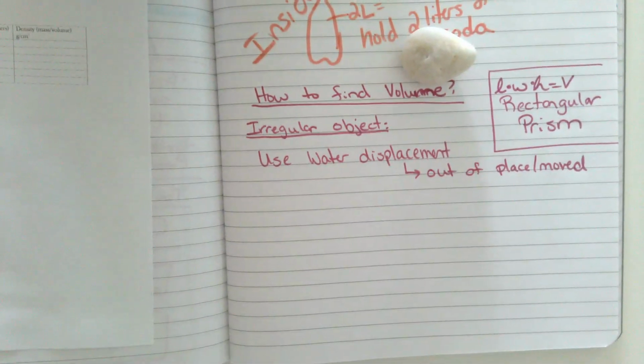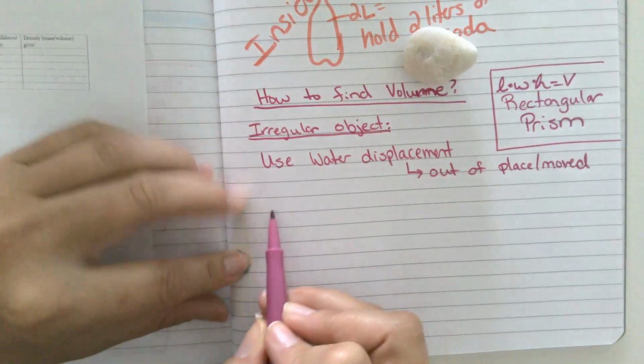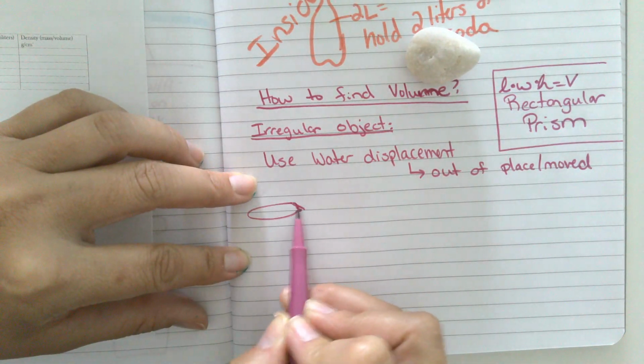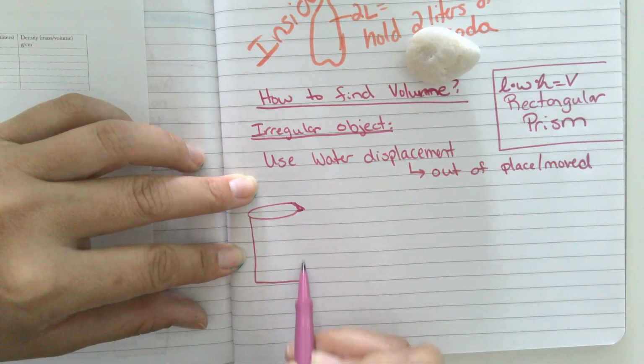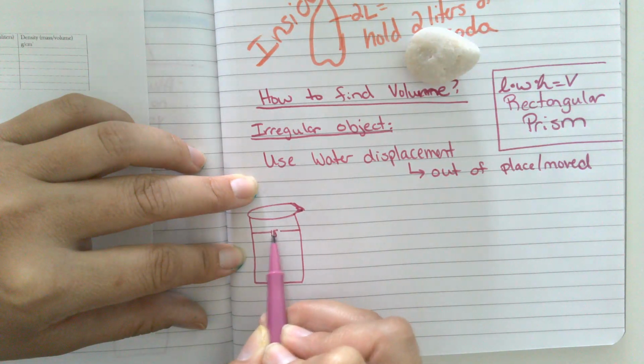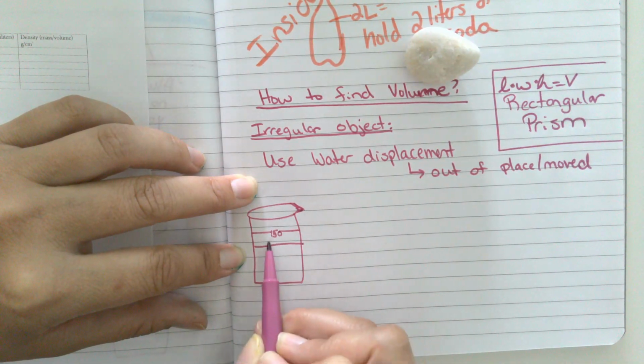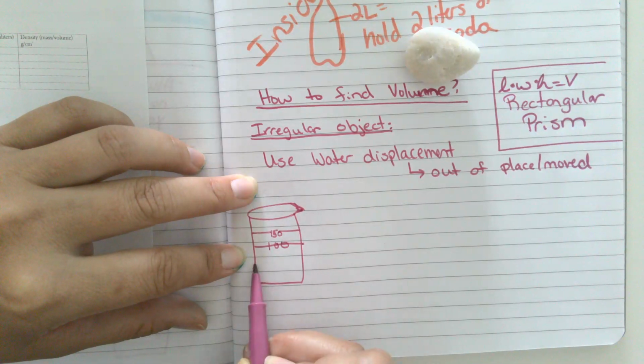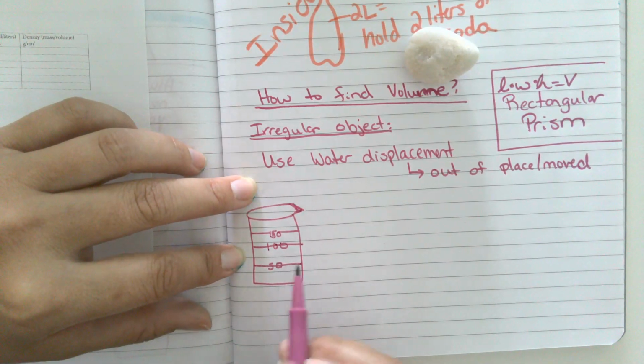So we're going to use something called a graduated cylinder. Now, we've used beakers before. This is what a beaker looks like. They're a little wider. They usually go up to like 100, 150, and they're usually marked off in 100s, 50s, down to 0. This is a beaker.